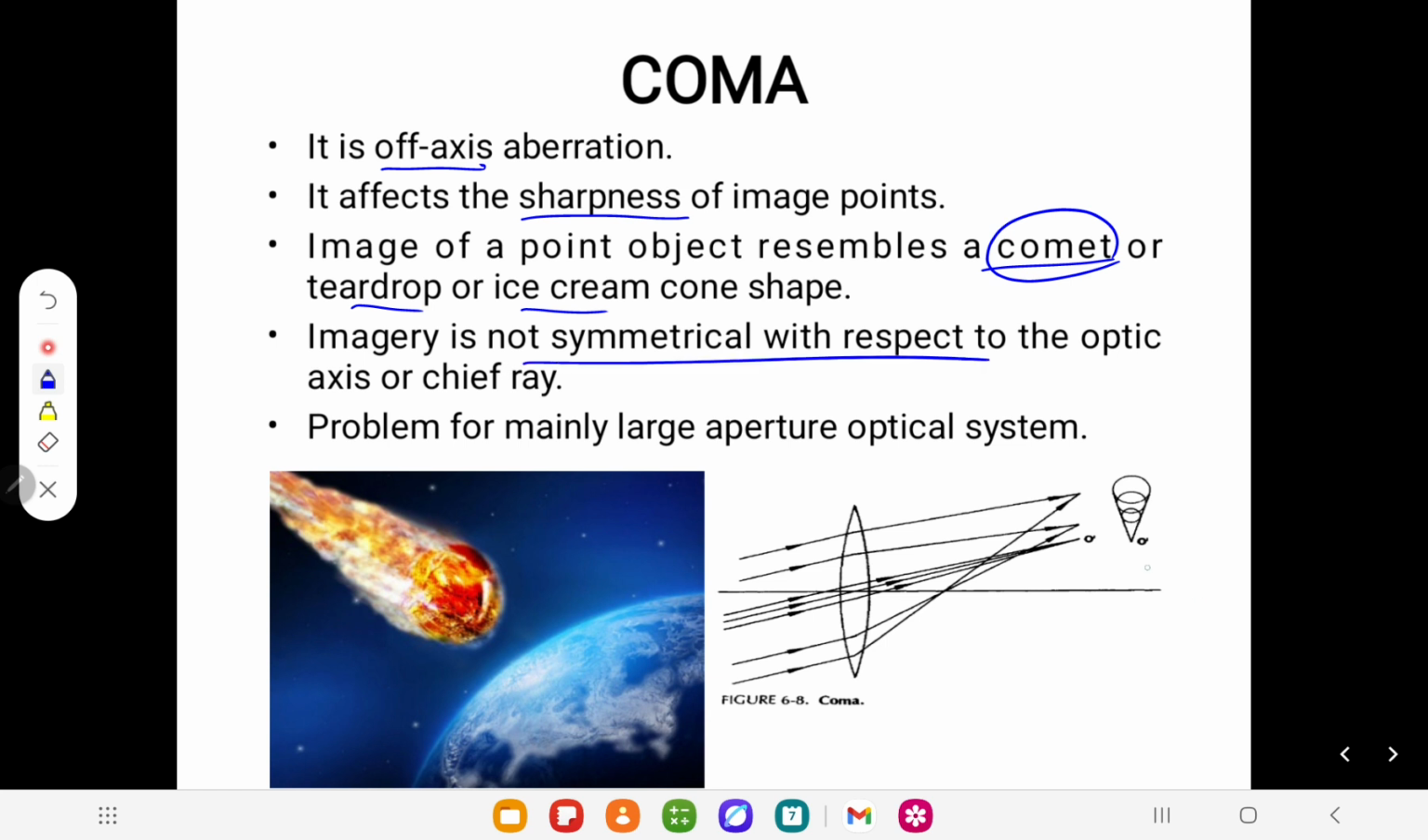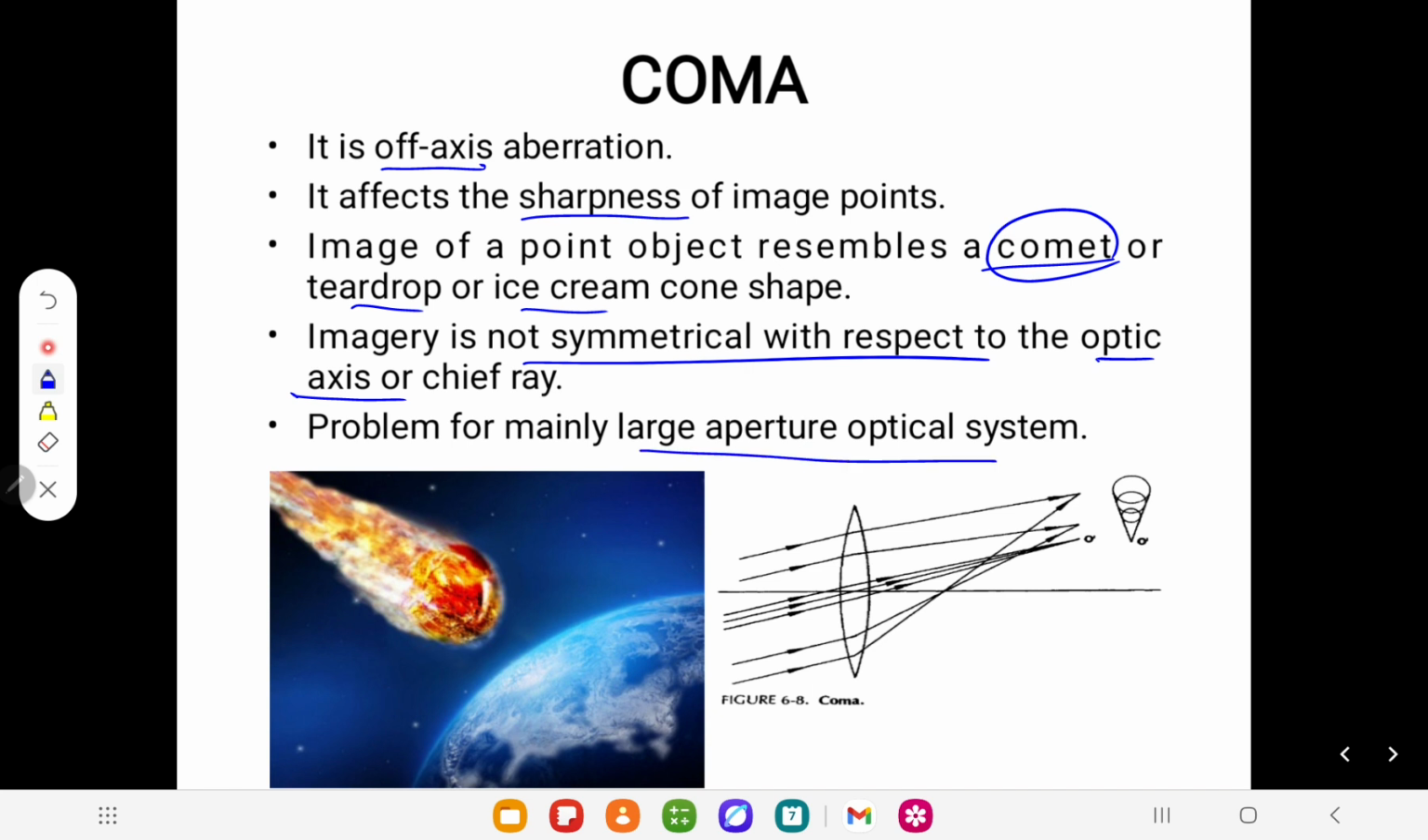Is it? Definitely not. Can you see, if the optical axis goes there, the larger portion, the greater size portion, is upward and the small size portion is lower. So that's why it's important. It's not symmetrical with the chief ray or optical axis. The problem is largely due to the large aperture optical system. That's why people control it.